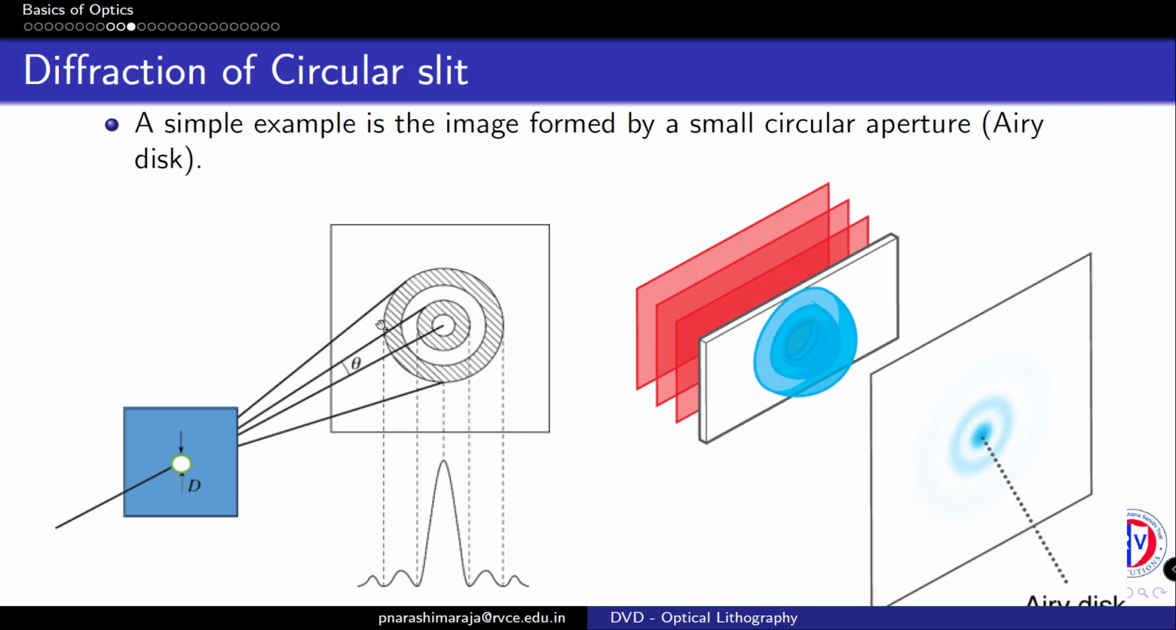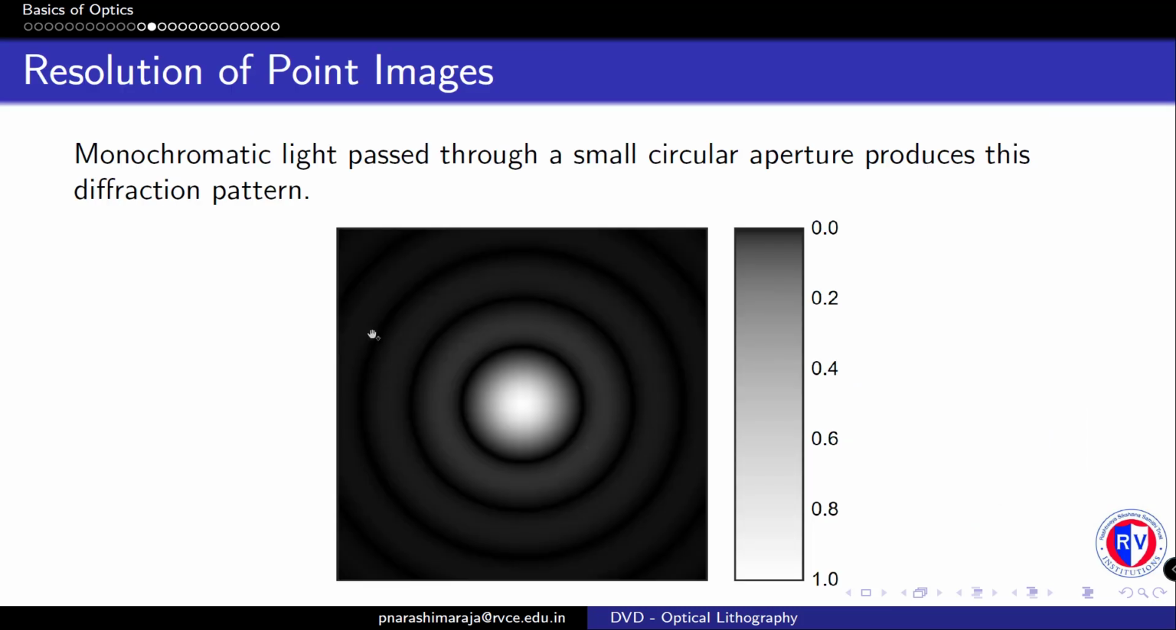It really fascinates you when you try to understand it. Now let's revert back to point number 2, that is the resolution of point images. Consider the image shown over here, an image of an Airy disc that is formed from a monochromatic light that passes through a small circular slit.